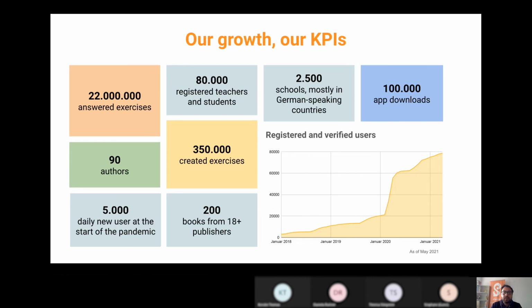Just to give you a quick look at our growth and our KPIs: with eSchool there have been created 350,000 questions or exercises that have been answered 22 million times. It's really quite a lot. We have 90 authors that help you in creating content you need. We have 80,000 registered teachers and students, where 95% are still in Austria, so it's a huge potential to grow outside. eSchool is used in 2,500 schools.